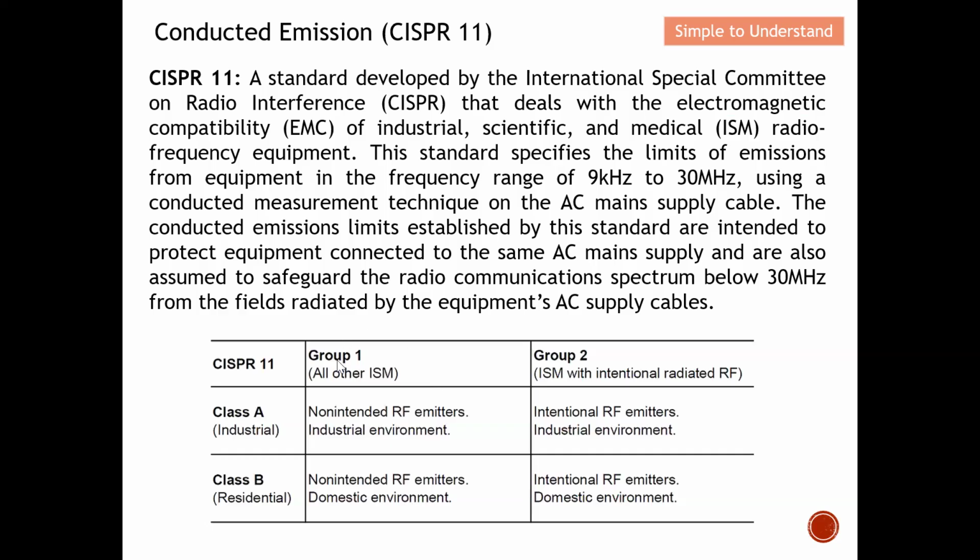Under CISPR 11, you have Class A and Class B, which is industry for Class A and residential for Class B. We also have Group 1 and Group 2. Group 1 will be all other ISM equipment, while Group 2 is ISM equipment with intentional radiation. For example, if you build a mobile phone, it has the intent to radiate, so in this case we put it under Group 2, while the rest we can lump under Group 1.